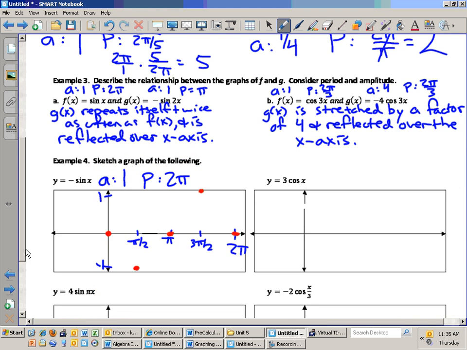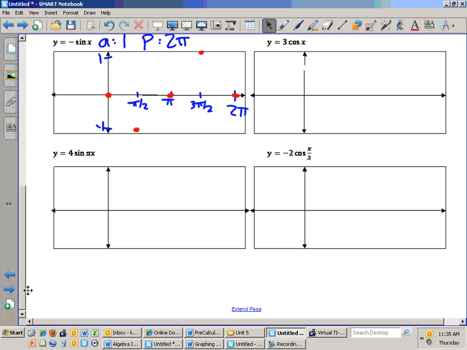And now I'm ready to draw my graph. Oh, I like to do this. Okay? You don't have to do it, but I like to. So I go negative pi over 2. I like to get a point over there as well. That really kind of helps my graph.